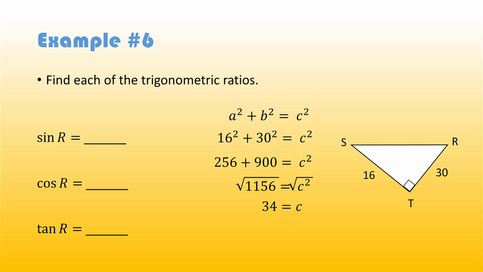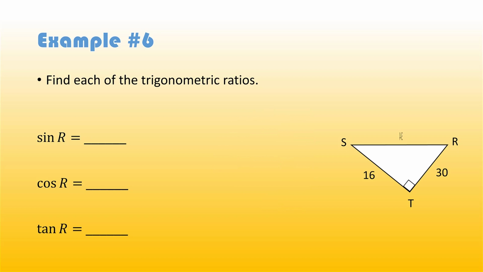So I'm going to take 34 and put it up here on the hypotenuse of my triangle. Now I have all 3 sides labeled and identified with a side length. I am ready to start finding trig ratios. Start the same way. Identify theta, in this case angle R, and then label your sides opposite, adjacent, and hypotenuse. Once you have those labeled, start working through your SOHCAHTOA.